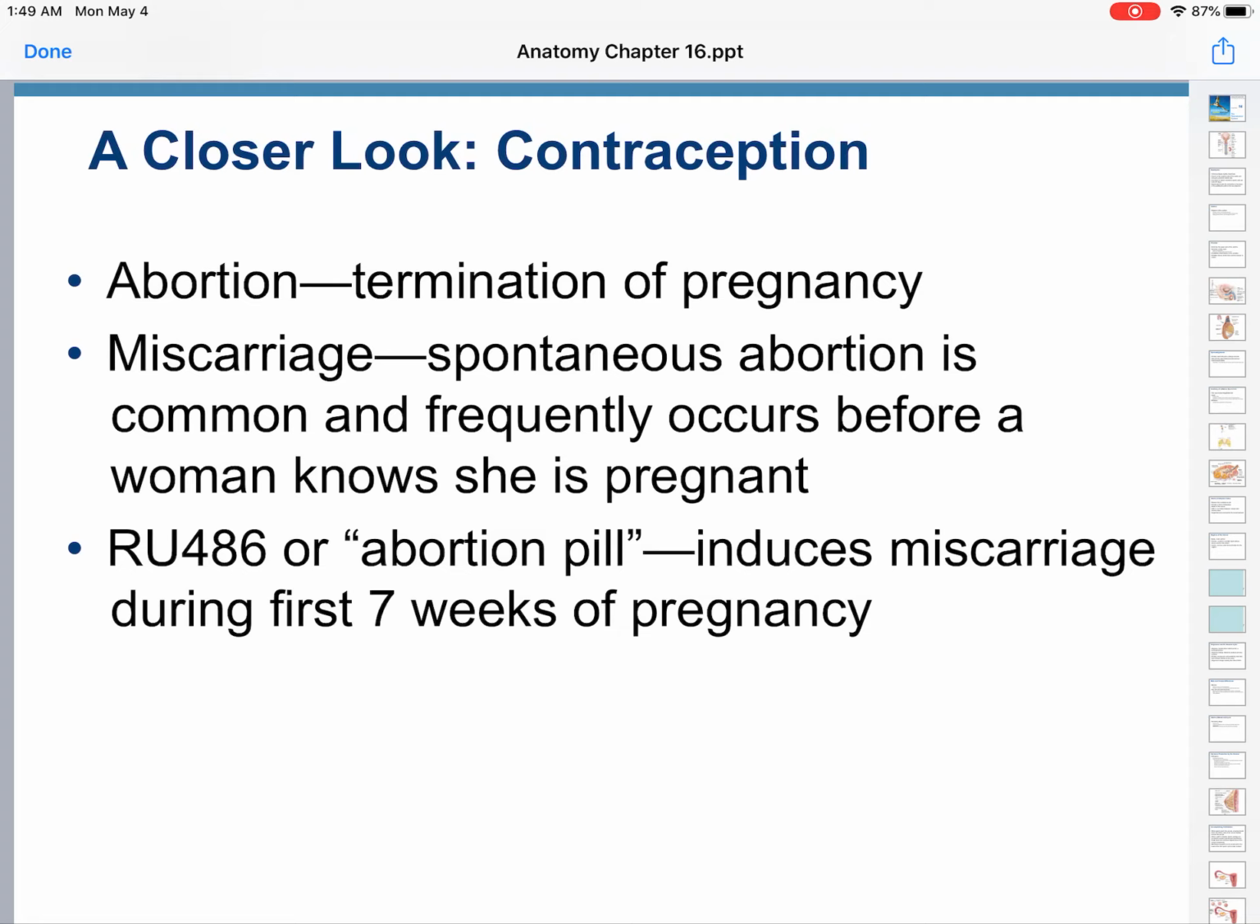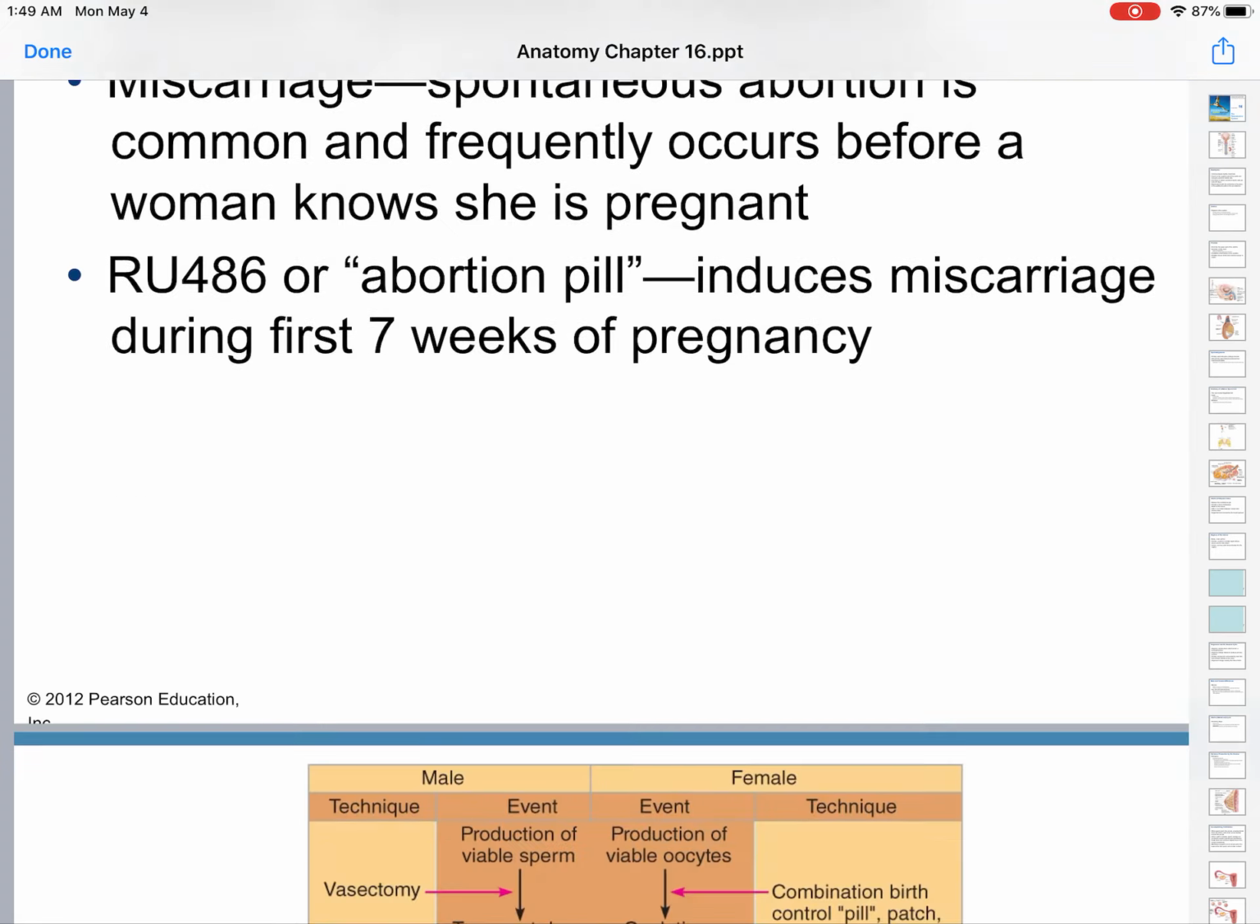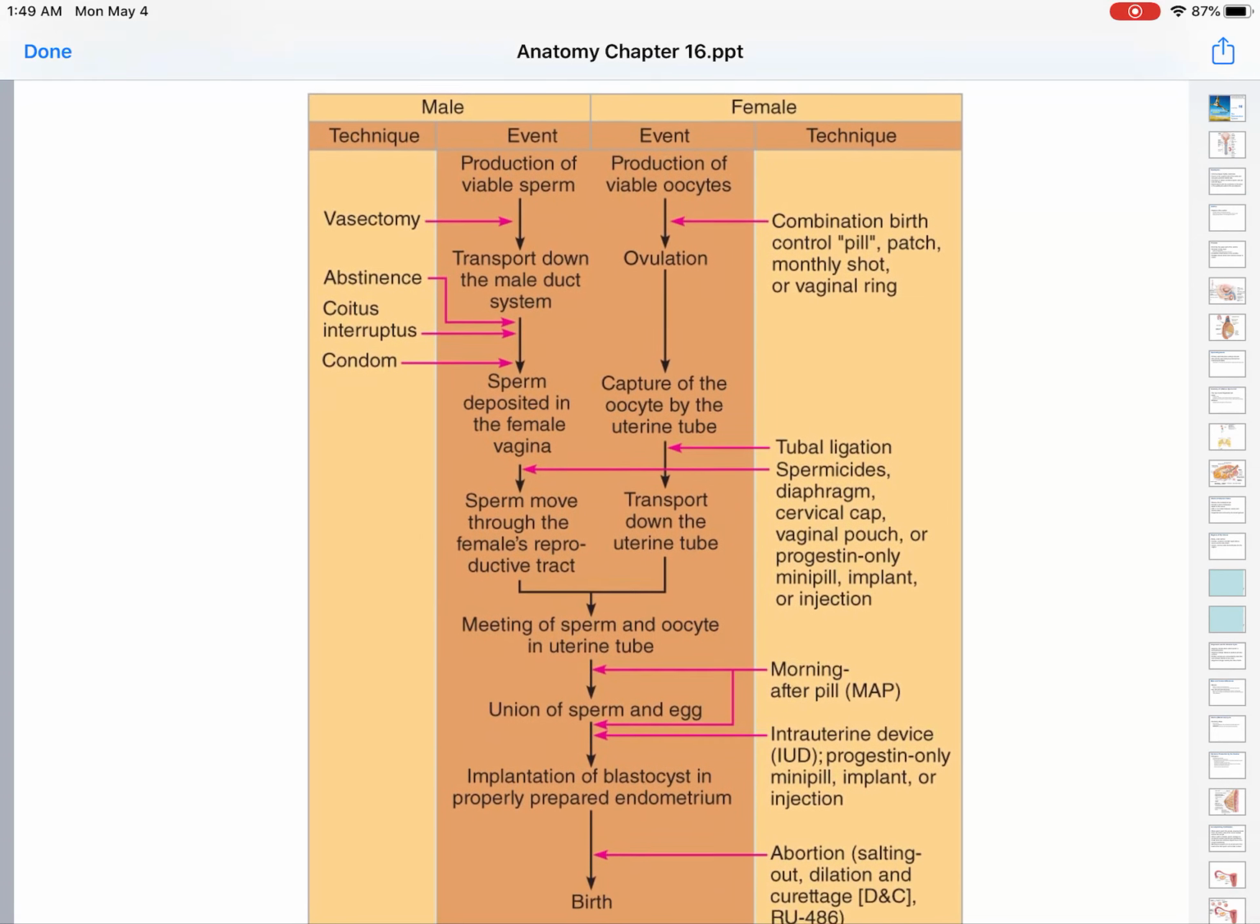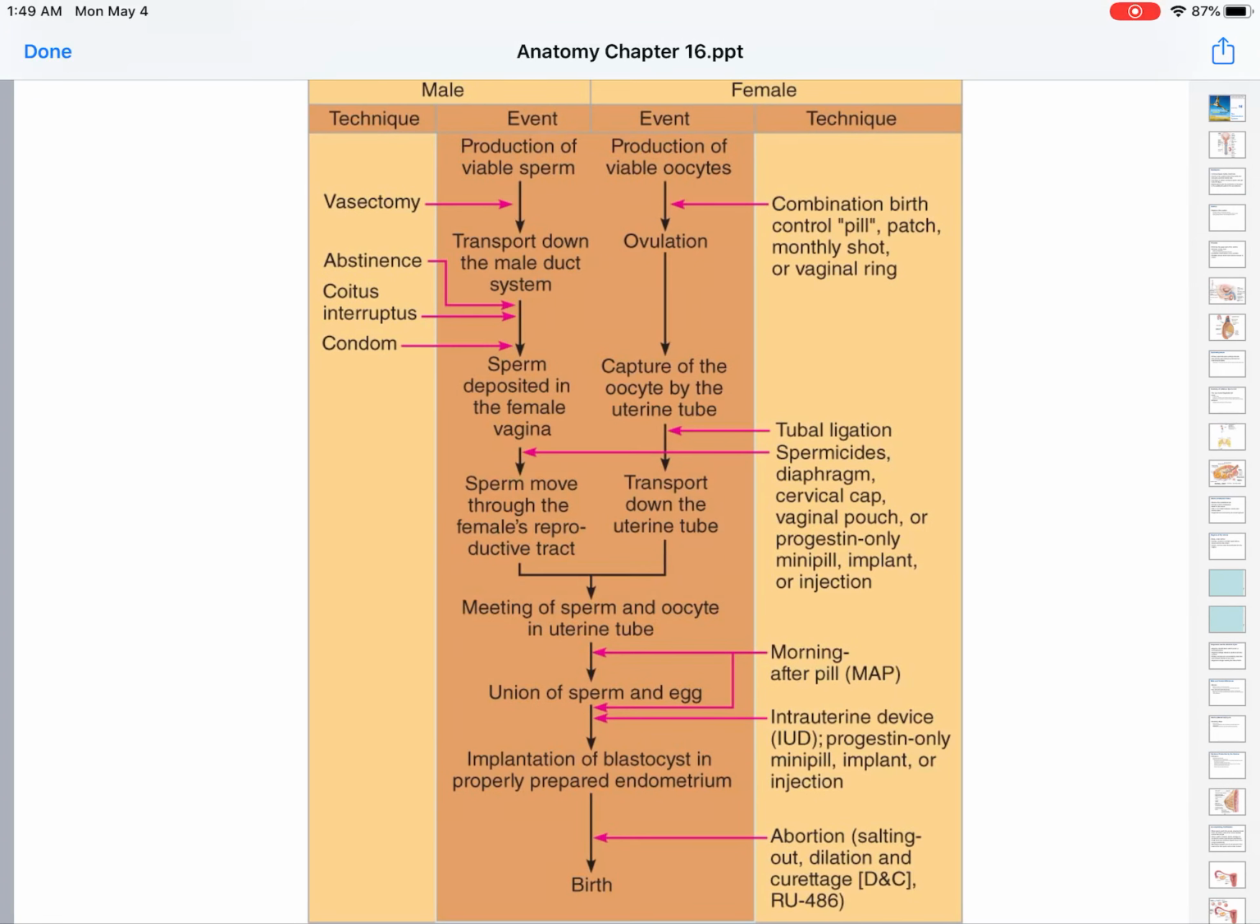If you want to take a pill for it, they do make an abortion pill that induces the miscarriage during the first 7 weeks of pregnancy. However, by the time it reaches the fetal stage, the abortion pill would not work. Here is a chart that shows all the different events from production of the cells to birth, and at what stage you would have to do these.